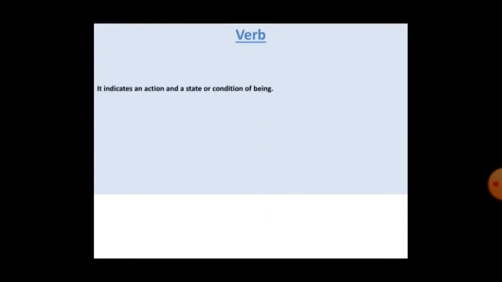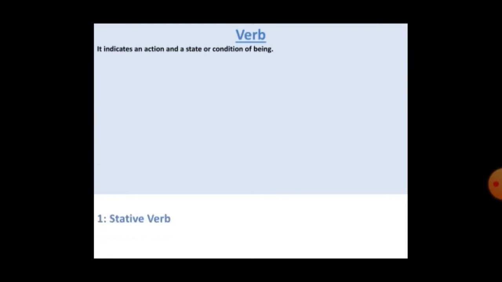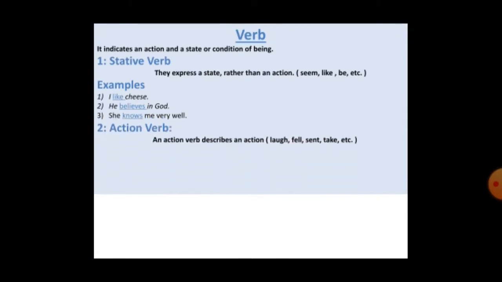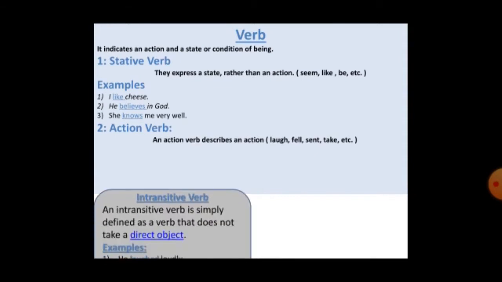What is verb? We know students, verbs are two types, stative verbs and action verbs. So first of all, what are stative verbs? Those verbs which express a state rather than an action, that is stative verbs, like I like cheese, he believes in God, she knows me very well. And what are action verbs? Those verbs which show action, that is action verb.